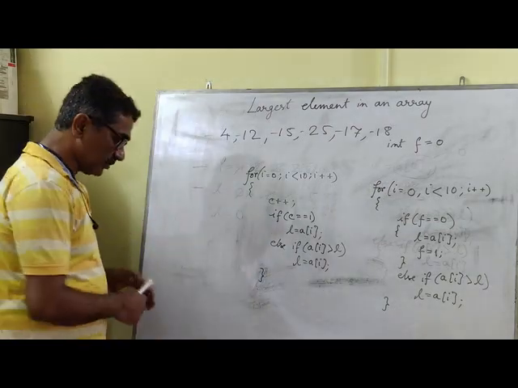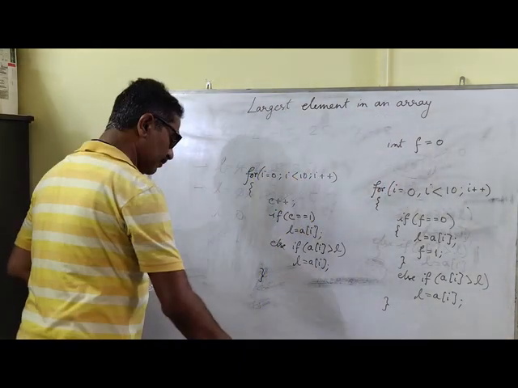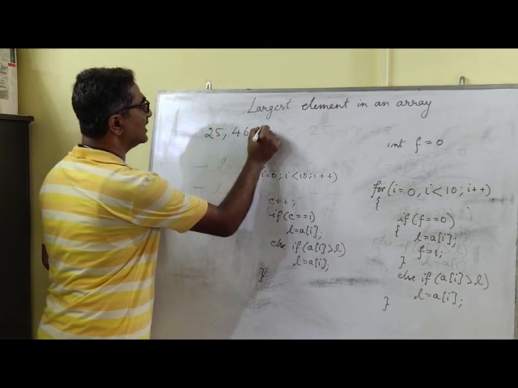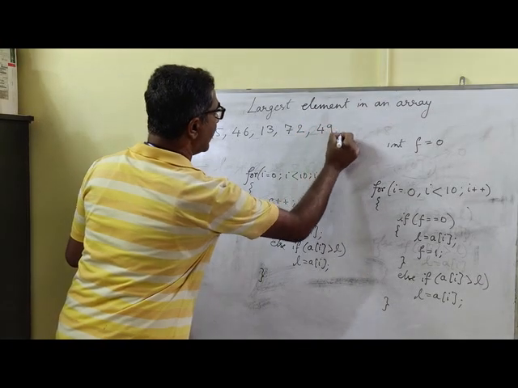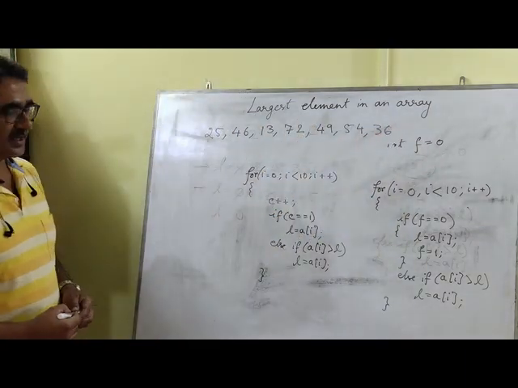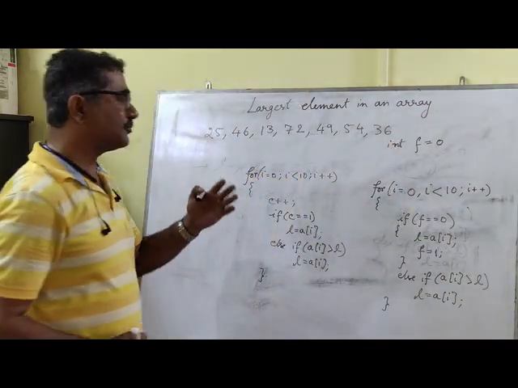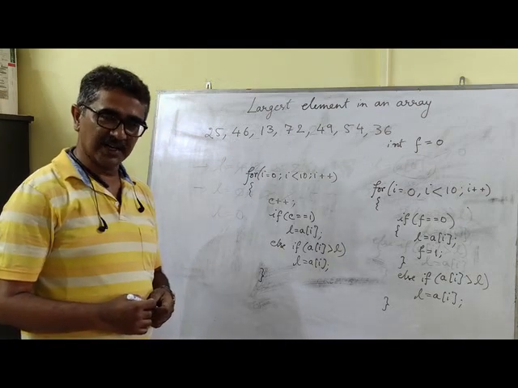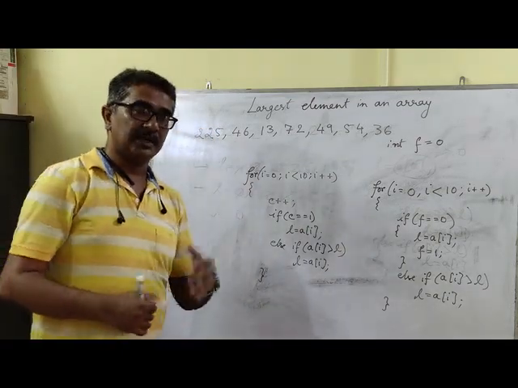Say for example, I ask you, suppose I have a group of numbers like this: 25, 46, 13, 72, 49, 54 and 36. Suppose I have this group of numbers, and what I am supposed to do is find the largest even number. So if I want to find the largest even number, say for example this first number, I make it 225. How do I do it?